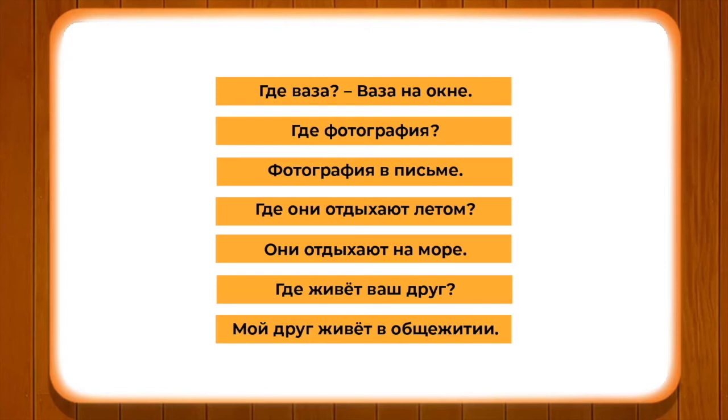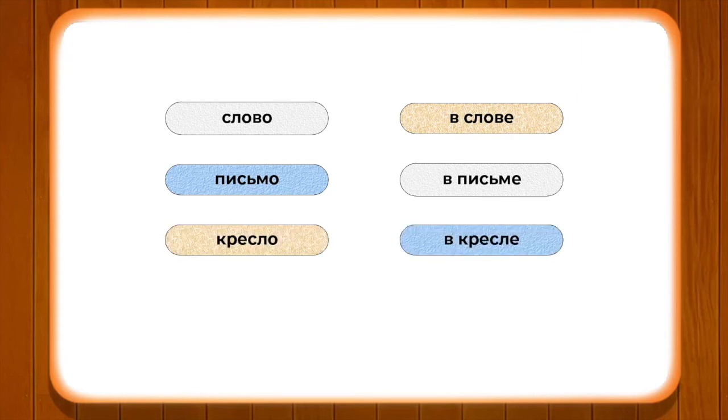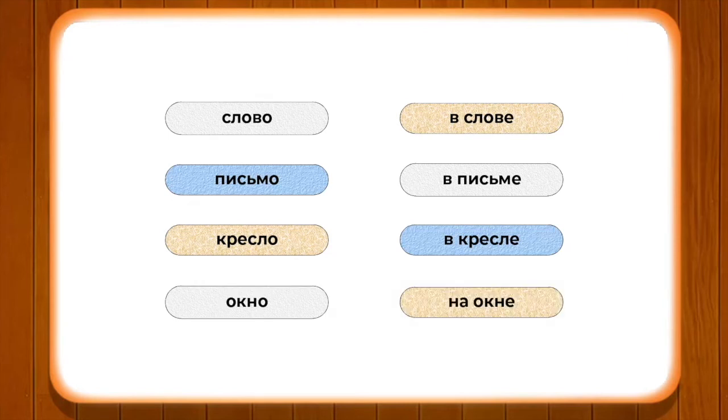Now let's pay attention to some of the words of the neuter gender and see, when using a pradlog or preposition, what kind of change we see in them. Слово means word, слове, in the word. Письмо, letter, письме, in the letter. Кресло means armchair, кресле, in the armchair. Окно, window, на окне, on the window. So it is absolutely clear when and where to use the preposition в and на.